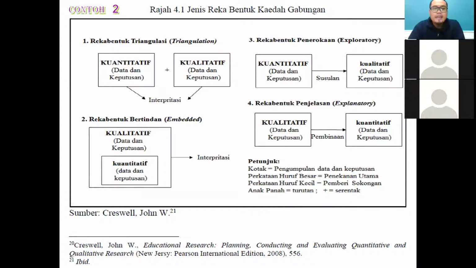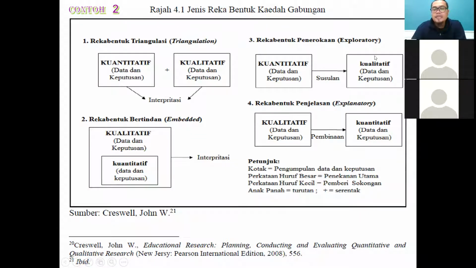Okay, number 2 is embedded. This research design in the mixed method shows how you need to embed it in your quantitative and qualitative research. You can see that the big font, the qualitative, represents the exploratory. Yes, we know it's embedded. You study qualitative, but you embed the quantitative. So you need to interpret after you are done.